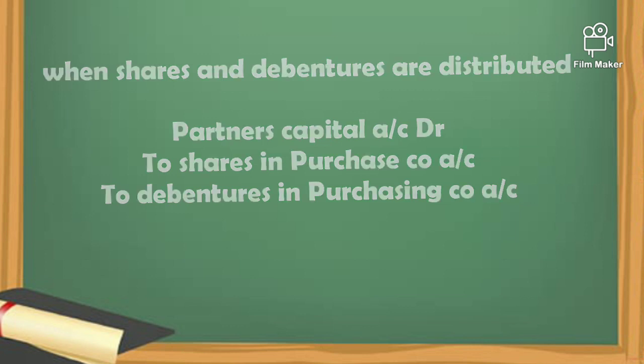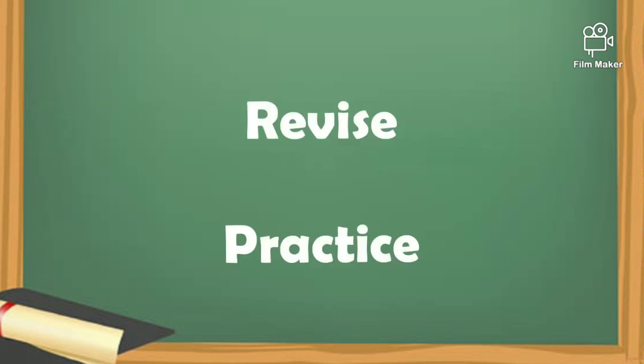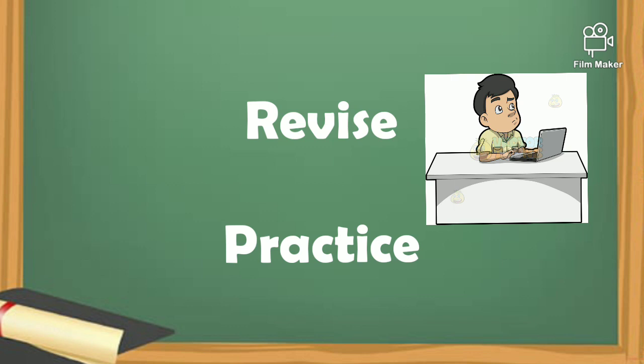And the last entry will be when the final payments are made to partners. After doing all this, we should make the final payment to the partners, then we'll pass this entry, that is partners capital account debit to cash or bank account. Got the point? Go through all the journal entries which are required for closing the books of the vendor firm. Revise the journal entries, which help us to create the ledger accounts. When you remember these journal entries, it is very easy to prepare the ledger accounts.